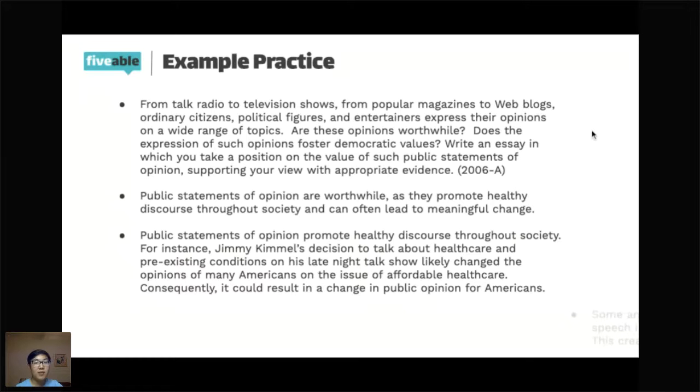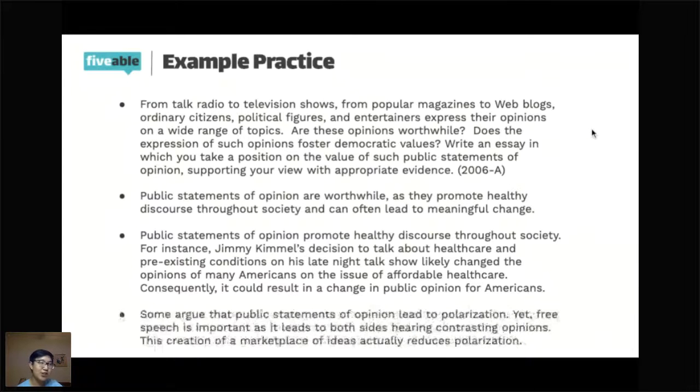All right, and my sophistication paragraph, very short, just 3 sentences. Some argue that public statements of opinion lead to polarization. Polarization, by the way, for those of y'all who don't know, is when you get very extreme in your opinion. So you go far to the left or far to the right, or far on one side of one issue, or far on one side of the other issue.